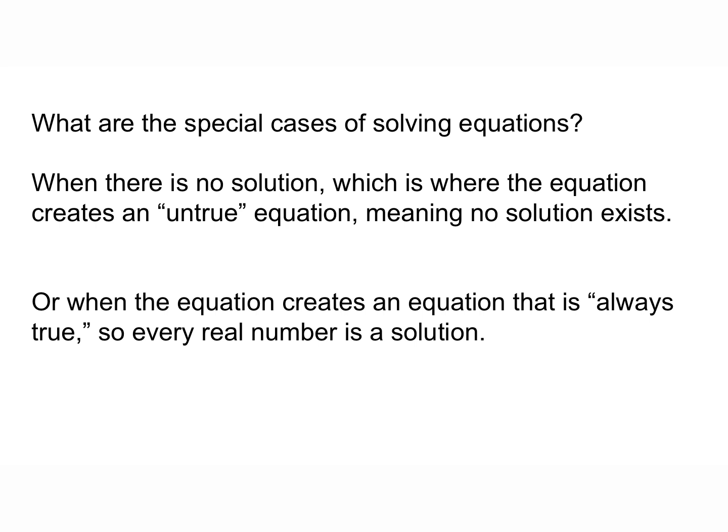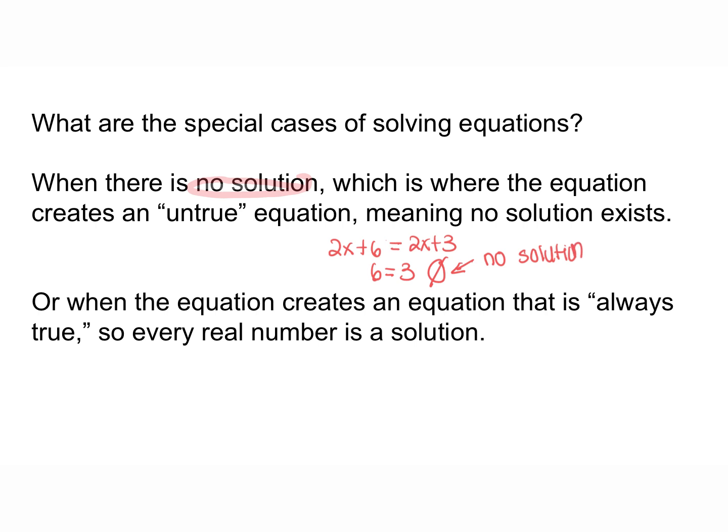These are the steps. What are the special cases of solving equations? So when there is no solution, this means that an untrue equation is created. That might look like 2x + 6 = 2x + 3. You subtract 2x from both sides, you get 6 = 3. That's never true. So this means no solution.